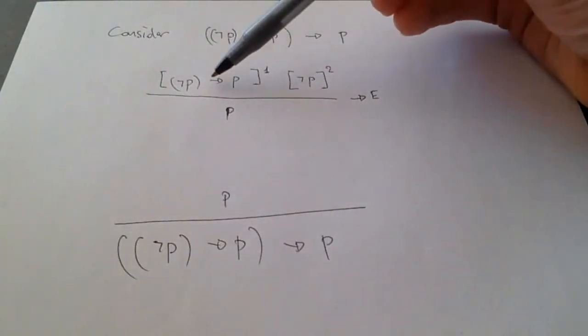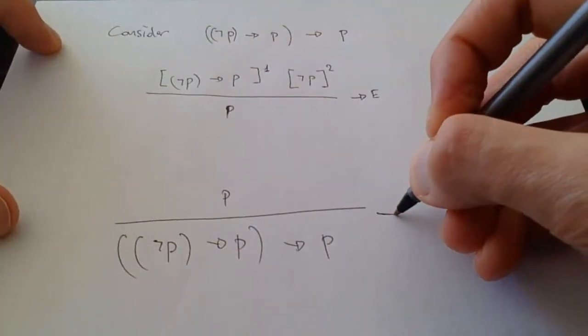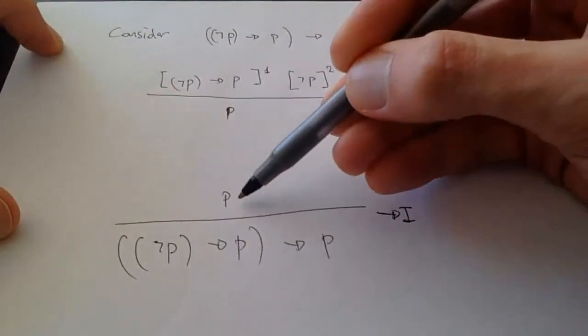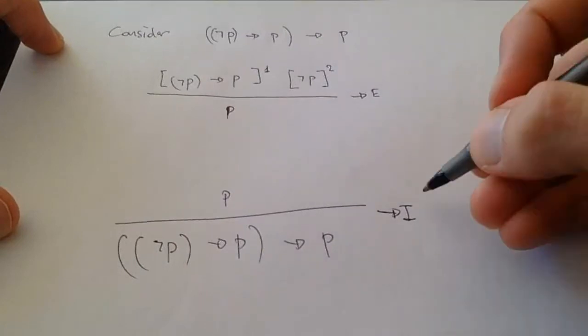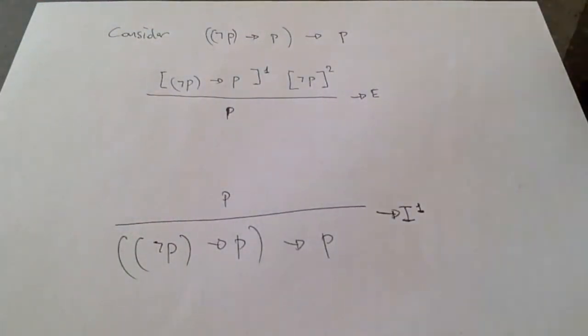I would be able to cancel this assumption, not P implies P, because I'm going to use the rule of implication introduction down here once I have P, and so I can say not P implies P implies P. So I would be able to cancel that assumption using the rule of implication introduction, but I would still be left with this assumption number 2 not cancelled. So I cannot do that.